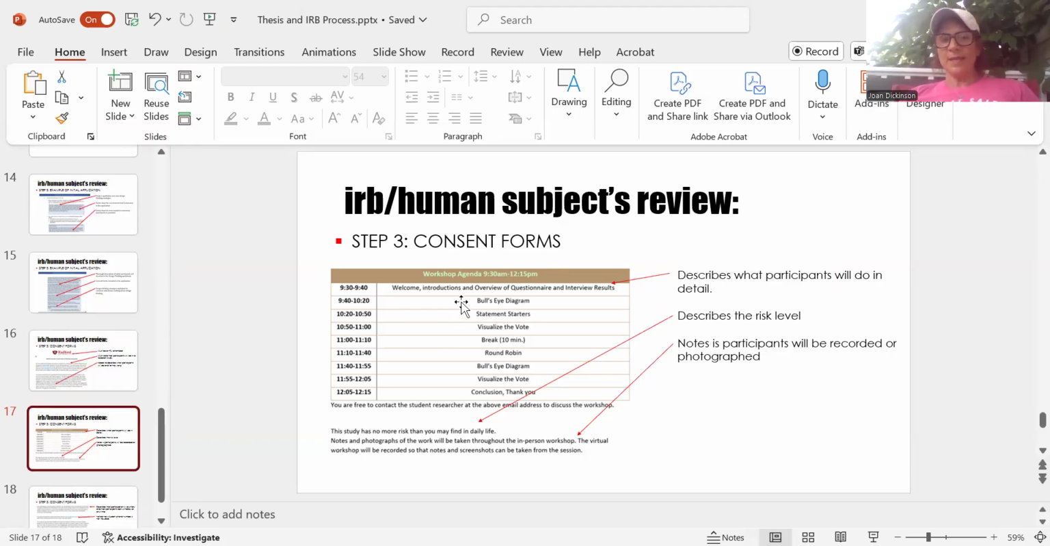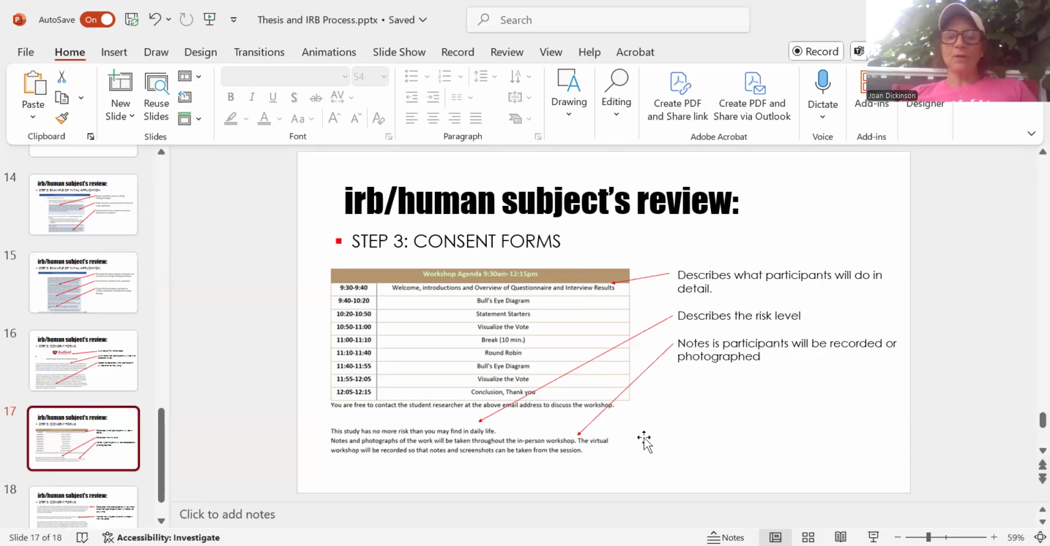So participants then completed a bullseye diagram. Then they moved into statement starters and they took maybe the most important ideas in the center of the bullseye diagram and they reframed those statements into statement starters. Again, you've got to explain what a statement starter is.